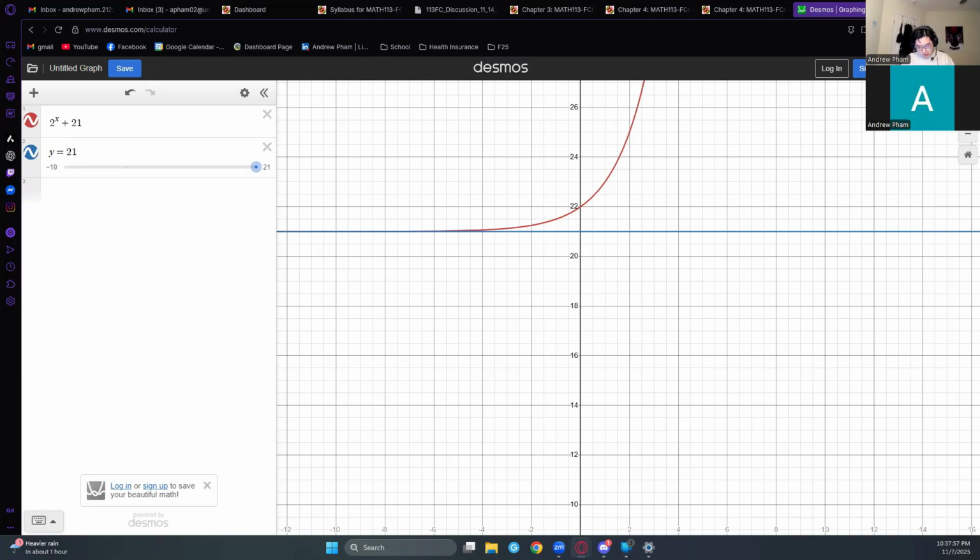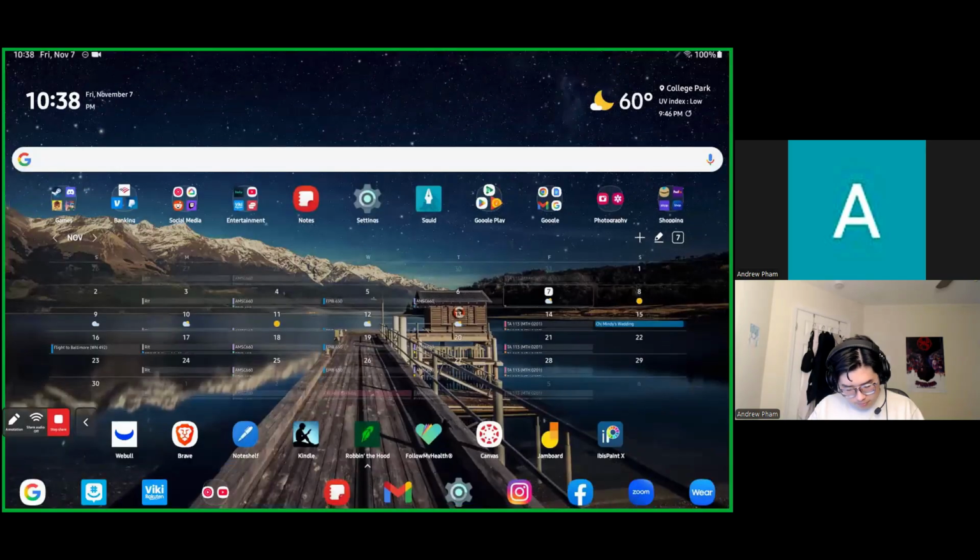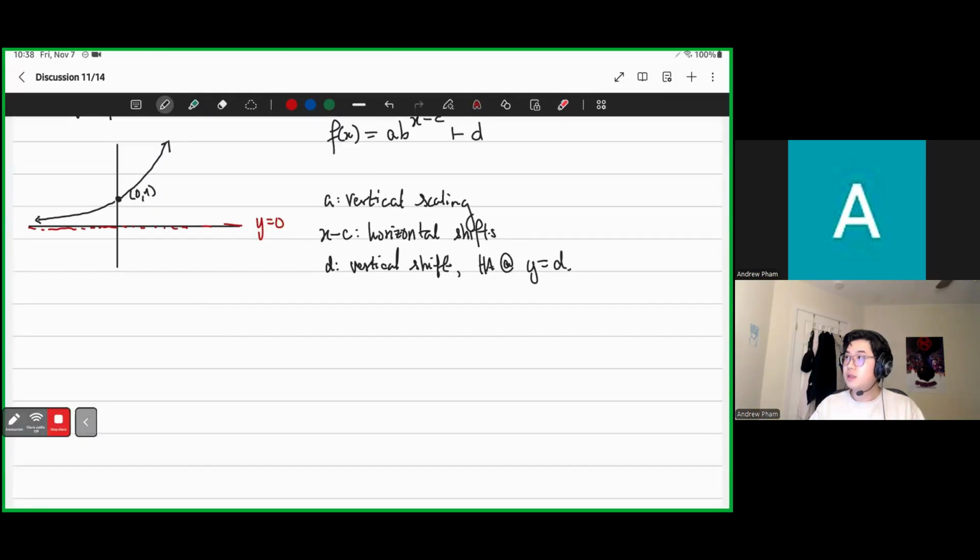Let's go back and now talk about the inverses. So let me share my screen. Hold on. Share screen. So let's see what I want to cover. So how do I graph this?